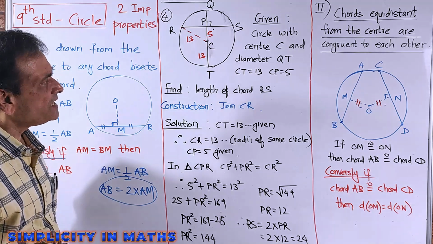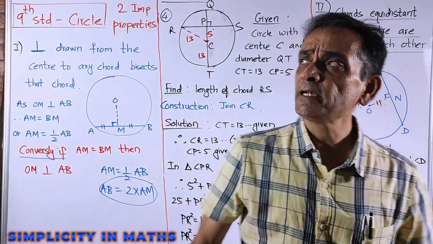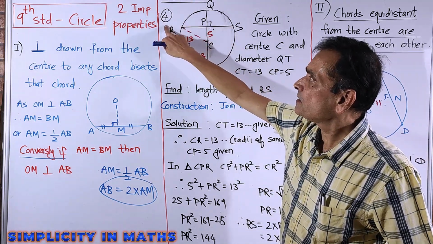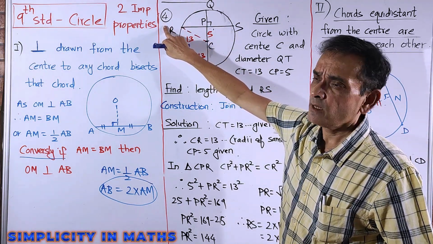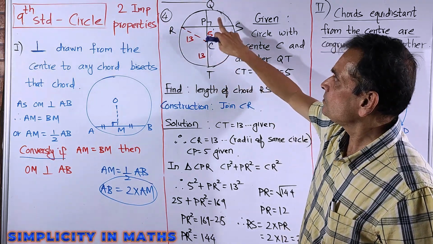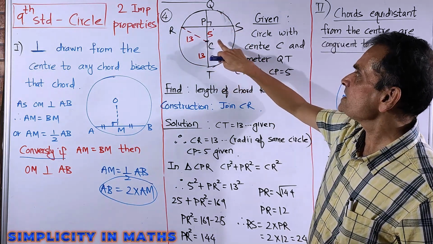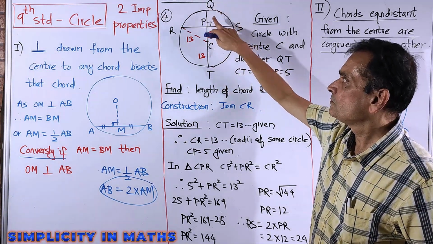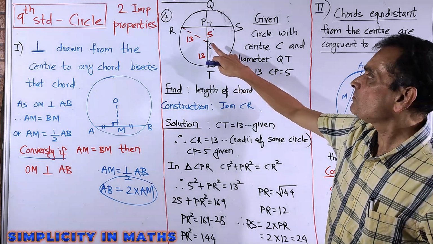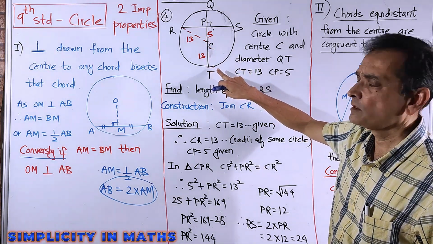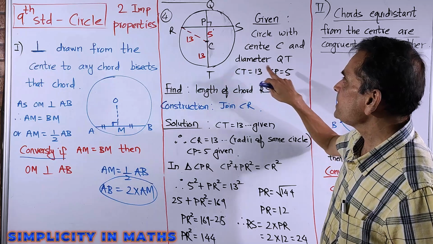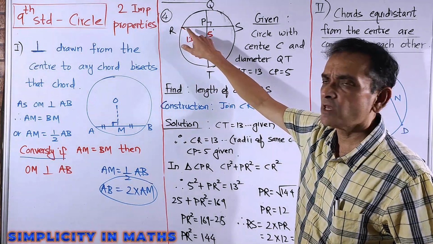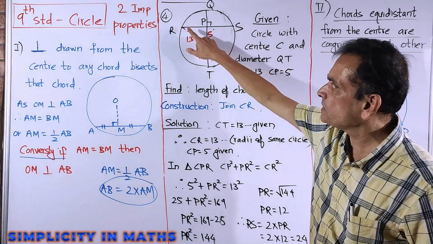Okay, so let us see problem set. In the problem set, fourth sum. Okay, so fourth sum में क्या दिया देखो, circle with center C and diameter QT, CT equal to 13, CP equal to 5. Chord RS is also given in the diagram. They haven't mentioned, but they are shown in the diagram.